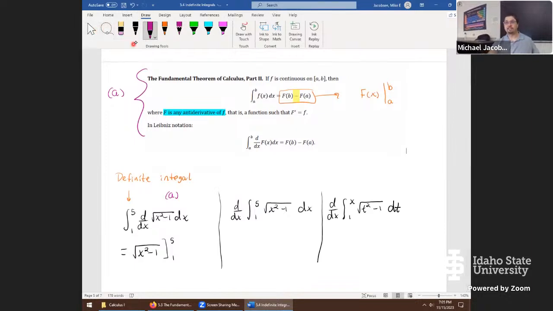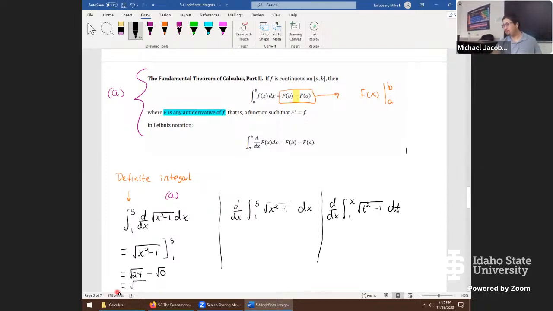Now let's go back and just evaluate this thing. It's going to turn into a number. For the upper limit, we're throwing 5 inside here, so it's 25 minus 1, giving us a root of 24. Then go minus, then plug the 1 inside here. This will be the root of 1 minus 1, so it's the square root of 0. So it's pretty much done.